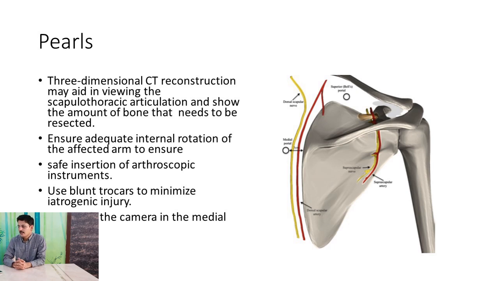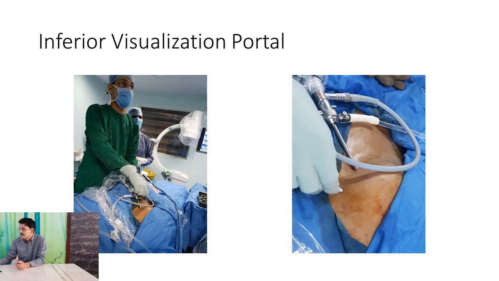The important pearls are that a 3-dimensional CT scan is very important. It can aid in viewing the scapulothoracic articulation, and it can show the amount of the bone that needs to be resected. You should ensure an adequate internal rotation of the affected arm so that there is a good space underneath the scapula. You should be very careful in inserting the arthroscopic instruments and never use sharp trocars in this particular surgery. And usually we start with the camera in the medial or the inferior portal. Usually we use a 3-portal technique: inferior portal, medial portal and a superior portal of Bell's.